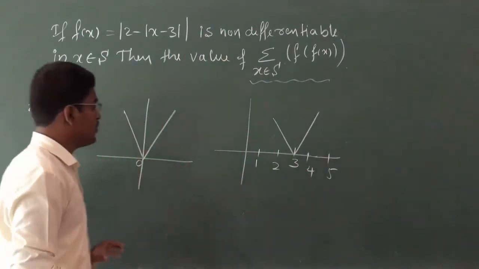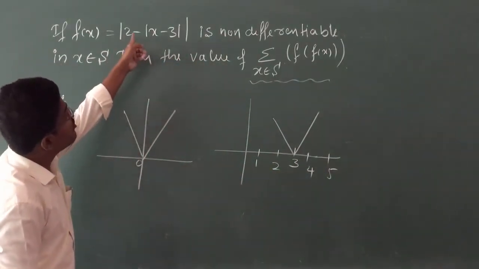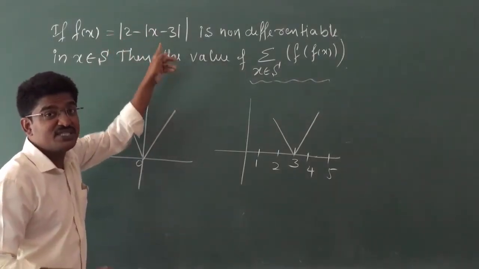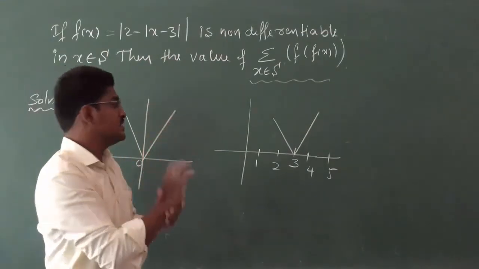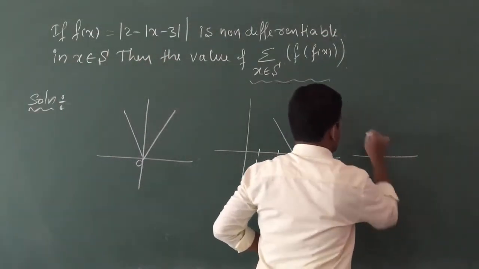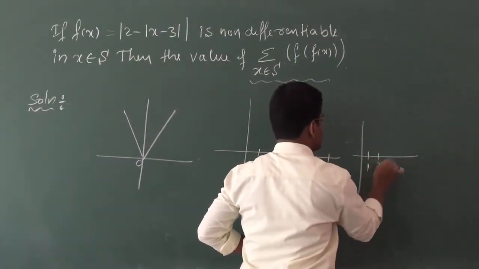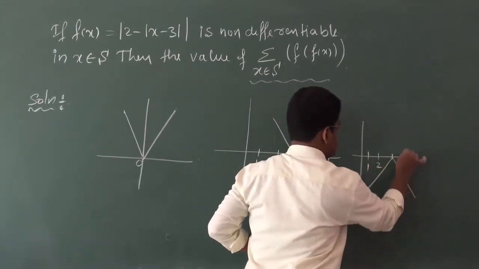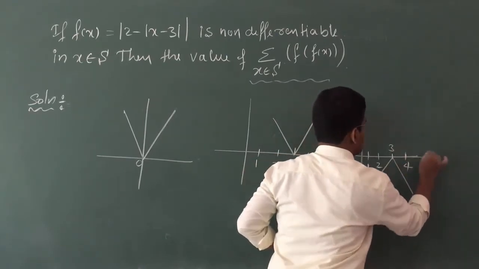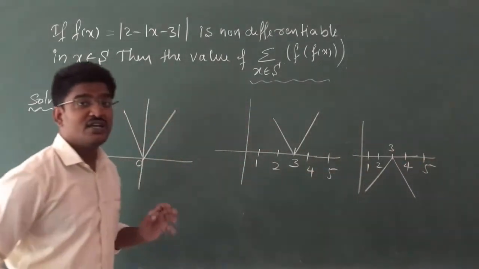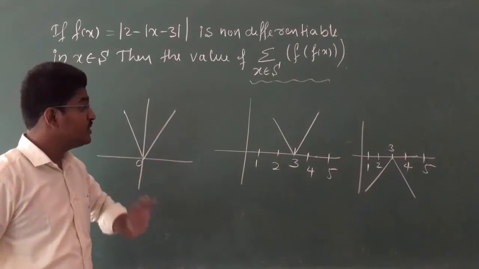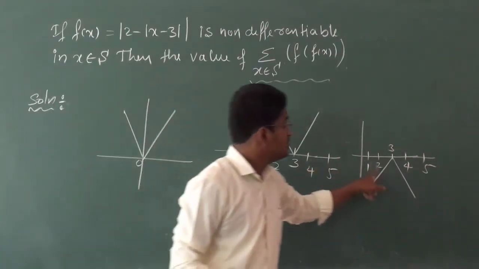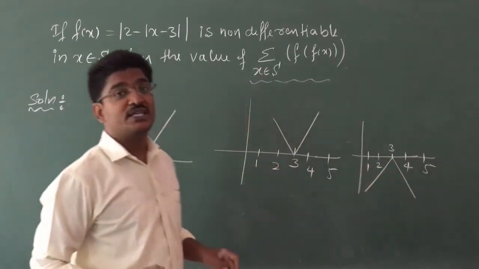Clear? Now see, minus of mod of x minus 3. That means minus of mod of x minus 3 means reflection along the x-axis. How will it be? Reflection along the x-axis will be like this. 3, 4 and this is 5. We are solving it by the graphical method. Please understand that this was mod x minus 3. This is minus of mod of x minus 3.